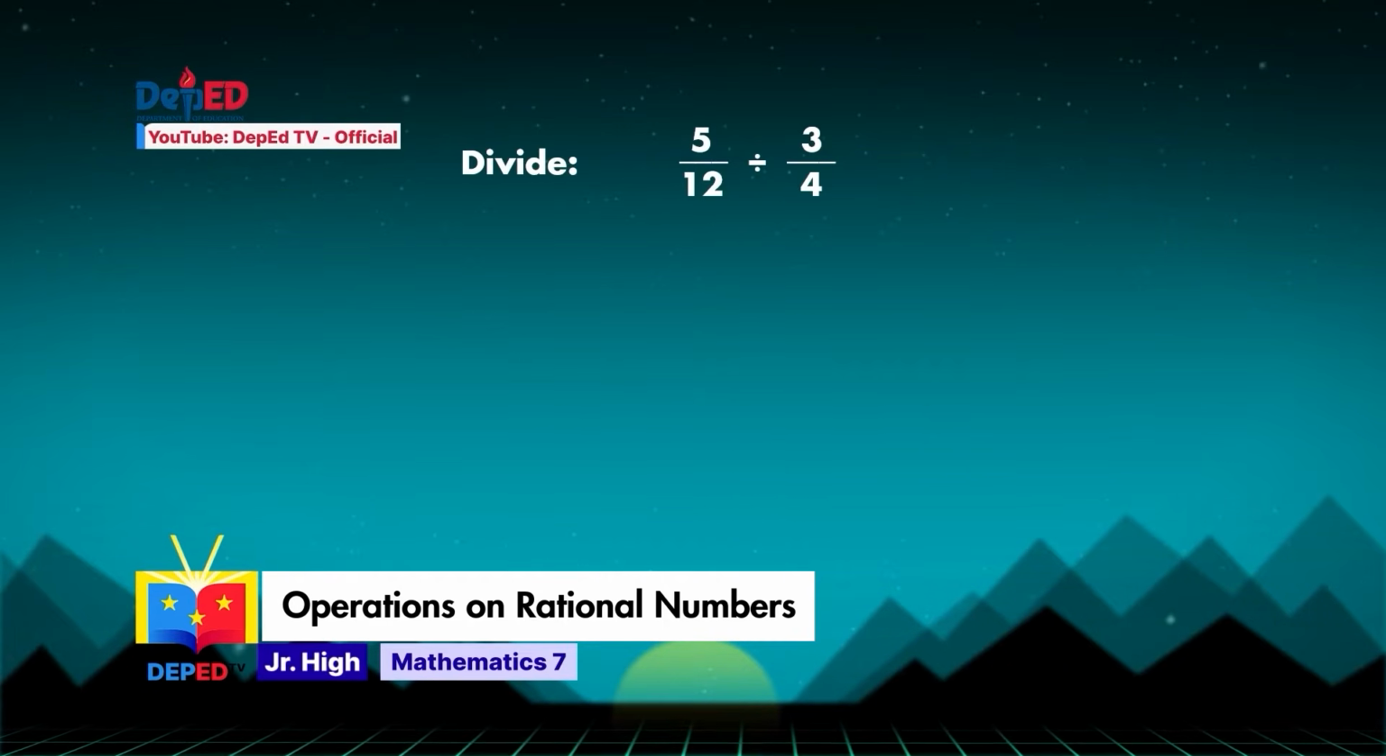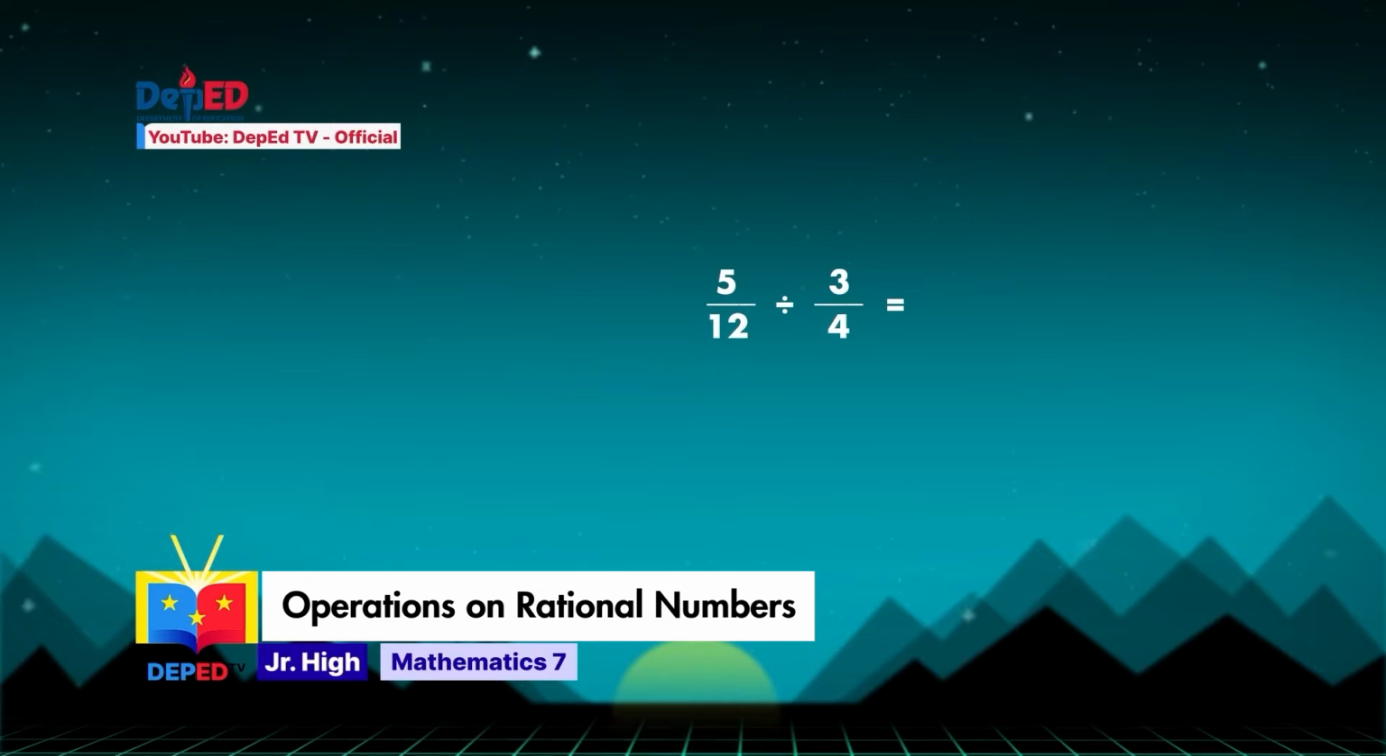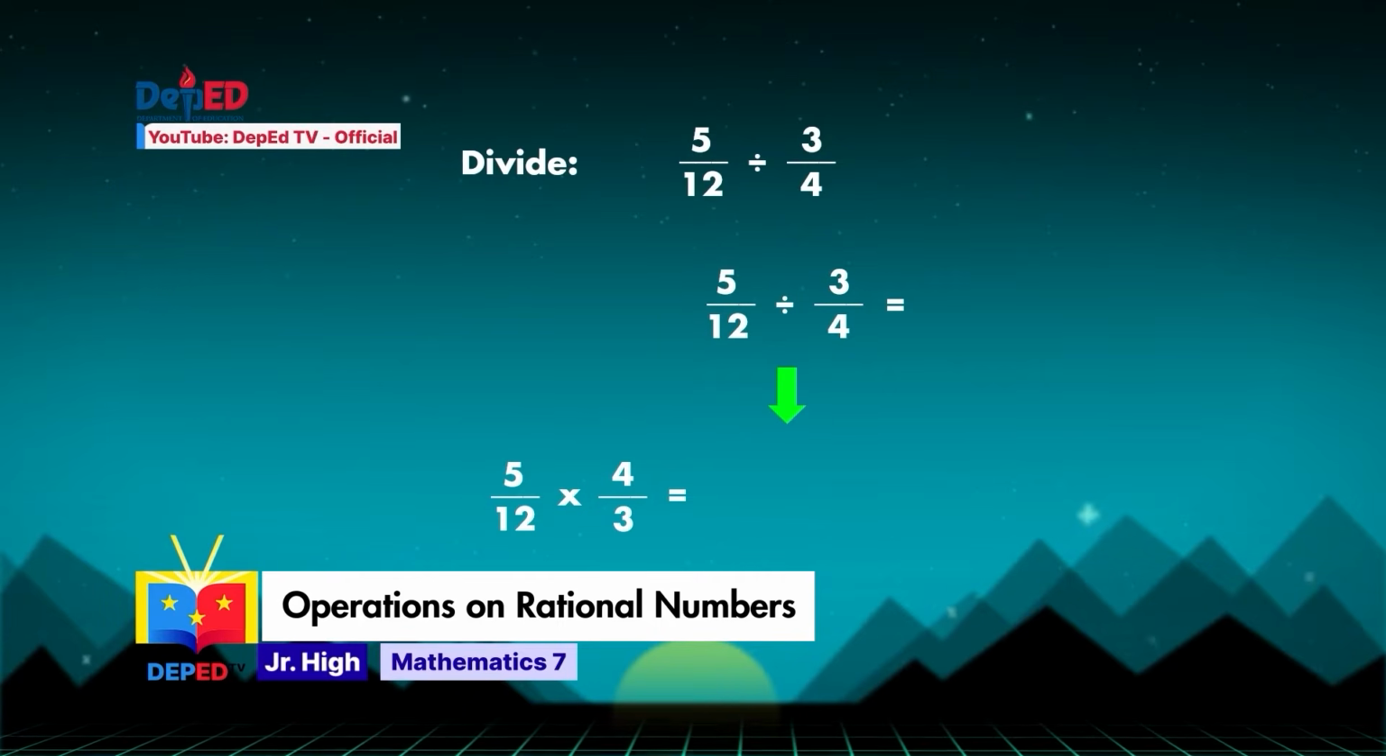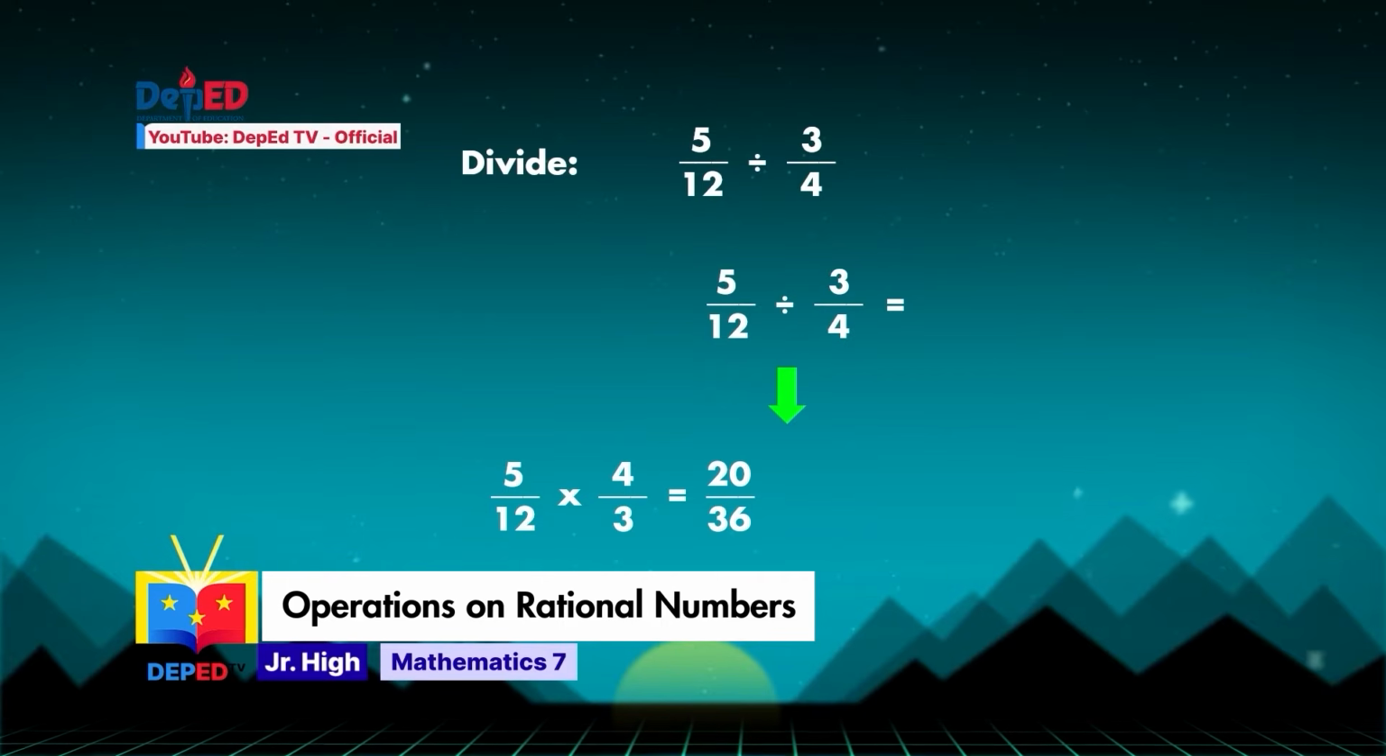Divide 5/12 and 3/4. First, we need to get the reciprocal of 3/4. We can write it as 5/12 times the reciprocal, which is 4/3. For the numerator, 5 times 4 is 20. For the denominator, 12 times 3 is 36. Thus, our answer is 20 over 36.